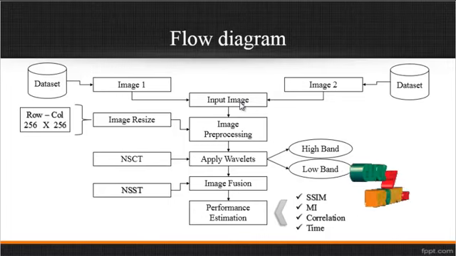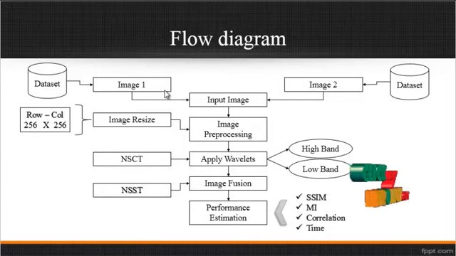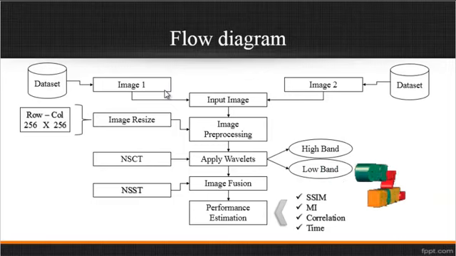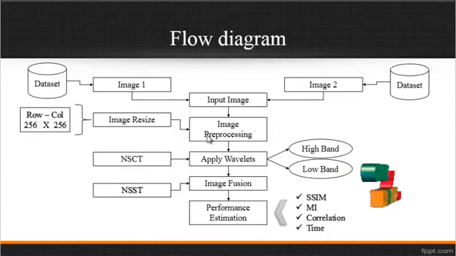At first, the first module is the input image. The input image is taken from the dataset. Here we have two kinds of datasets, one for the first image and one for the second image. After taking the first image, automatically we have to take the second image from the dataset. After taking these two images, we go to the next level, that is image pre-processing.